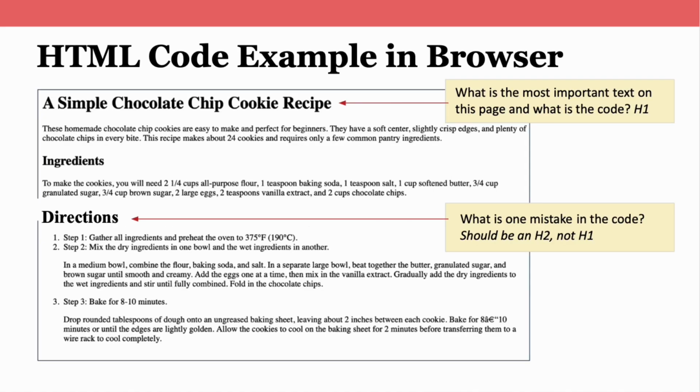Here's what that code would look like in a browser. If you said the most important text is a simple chocolate chip cookie recipe, you would be correct. It is an H1. H1 is the most important of all headings. If you said that the directions is coded wrong as an H1 and instead it should be an H2, then you correctly found the mistake.